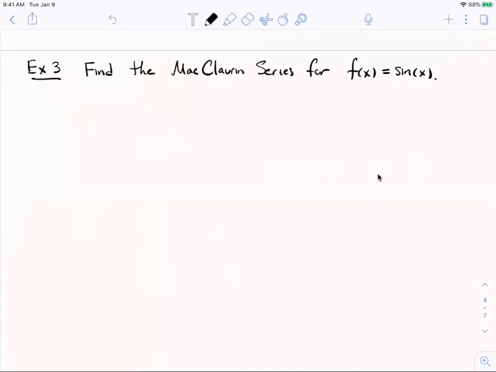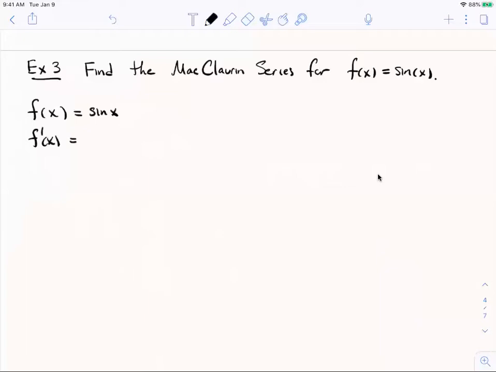Okay, so let's start by taking some derivatives. When you're doing a Maclaurin series from scratch, like what we're doing right now, or a Taylor series, this is how you start. You start differentiating the given function over and over and over again until you feel like you can write down a formula for the nth derivative in terms of n. Okay, let's see if we can do it. So f of x, the 0th derivative, is sine x.